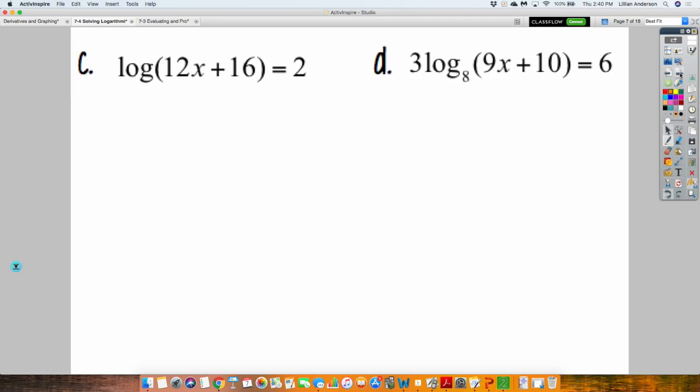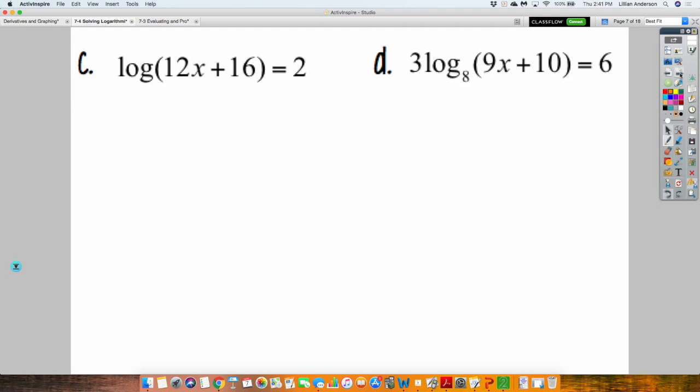Well, for this one, I don't have to condense or expand anything, and the log is by itself. There's no additional 3 in the front or additional number multiplying that log. Can you factor out? No, you don't want to factor.